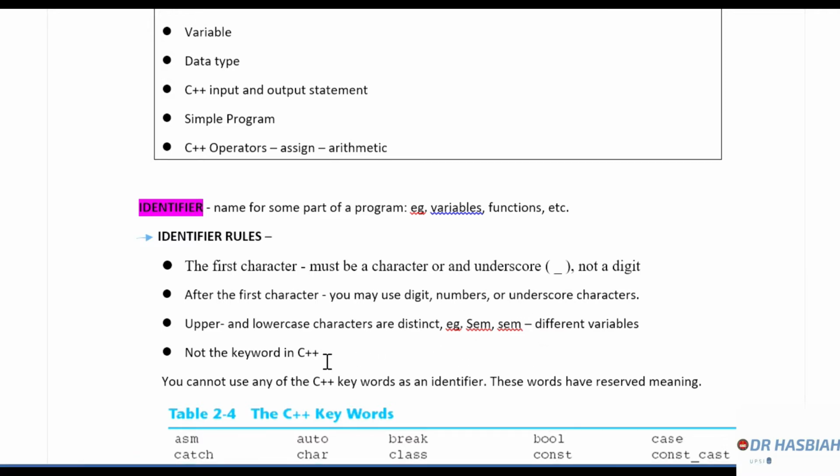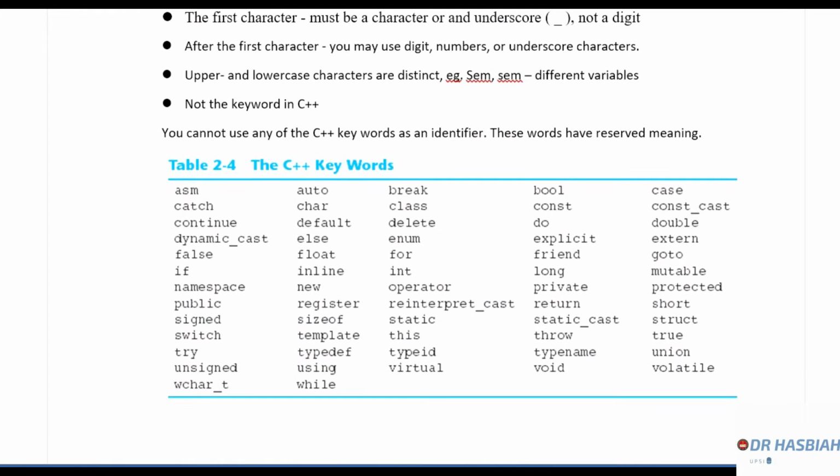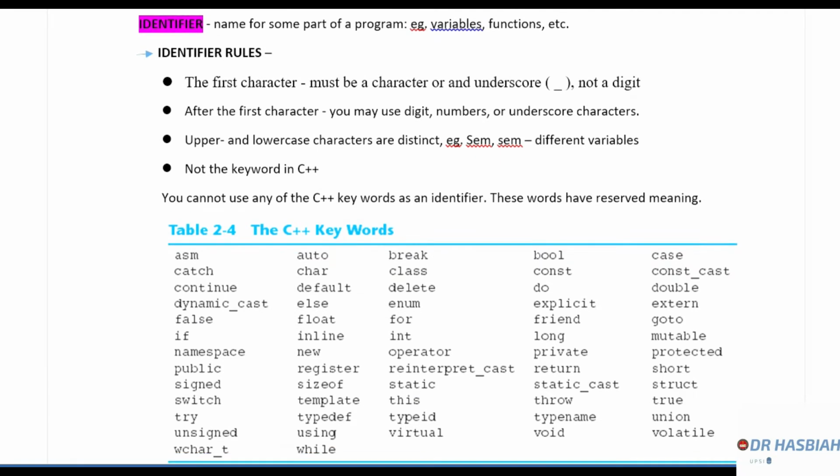And then the last one: an identifier must not be a keyword in C++. We will see the keywords in C++. You cannot use a keyword in C++ as an identifier. So in conclusion, you may use a combination of digits, numbers, and underscore, but the first character must be a character or underscore, not a digit, and you cannot use a C++ keyword. So those are the rules for the identifier.